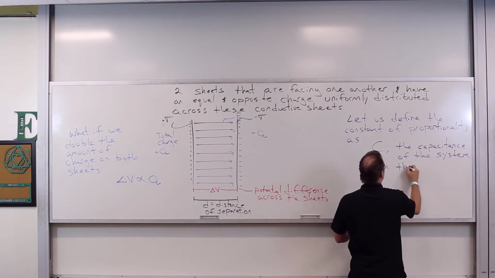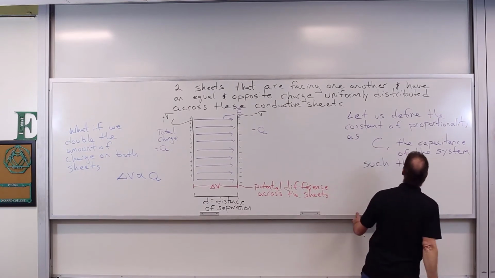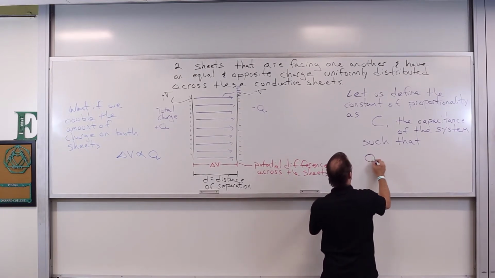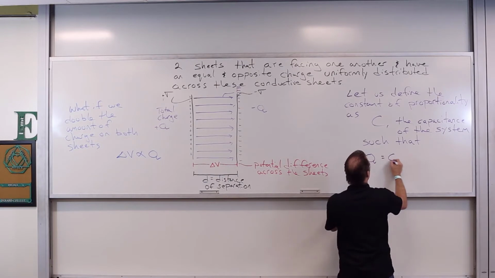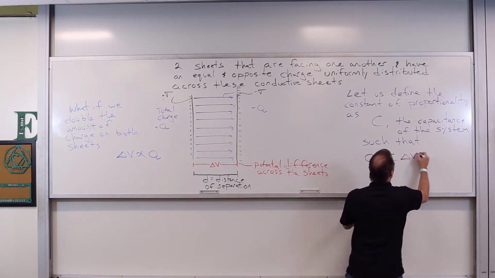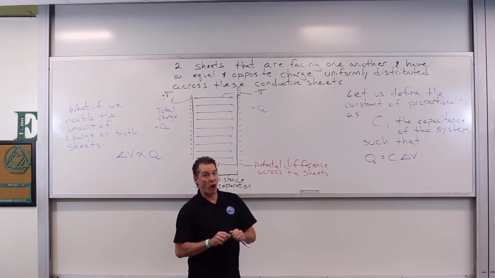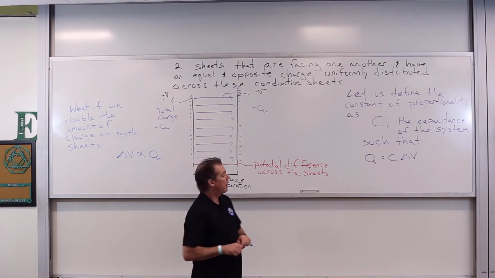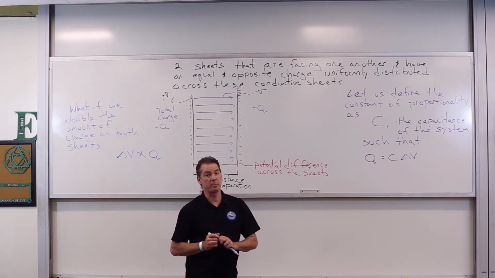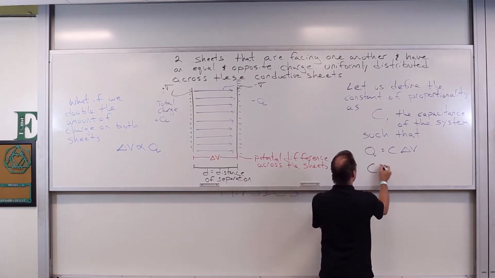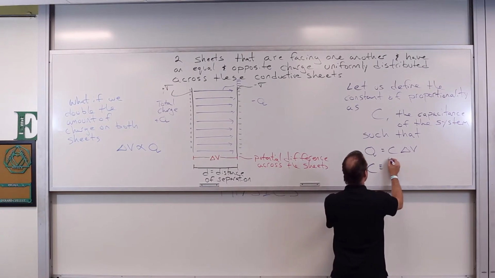Such that Q is equal to C times delta V, where Q is the total charge separated, and delta V is the potential difference across the plates. So that we can write that C is defined as Q divided by delta V.